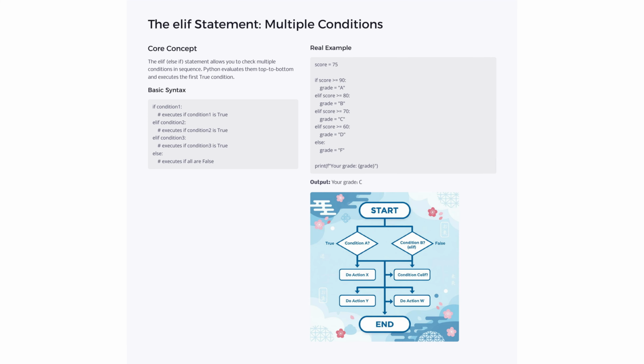The elif statement enables evaluating multiple conditions sequentially, executing the first true condition. For instance, with a score of 75, the program assigns a grade of C. This approach allows for efficient decision-making by checking conditions in a top-to-bottom manner, ensuring the first matching condition is executed.